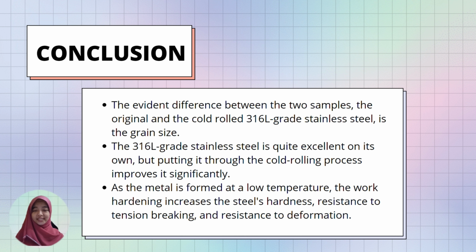The cold roll process is a process where we put the stainless steel to roll at room temperature instead of high temperature at 1100 degrees Celsius. As the metal is formed under the low temperature, the work hardening increases the steel hardness, resistance to tension breaking, and resistance to deformation, as we don't want it to rupture under any stress or load.